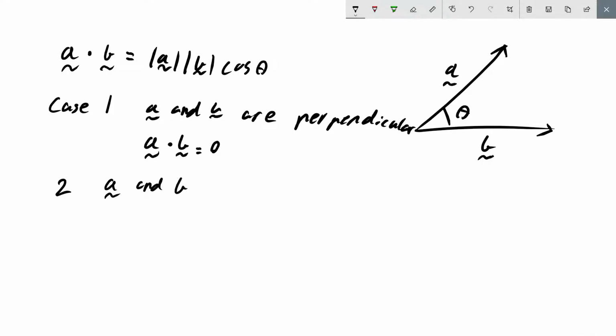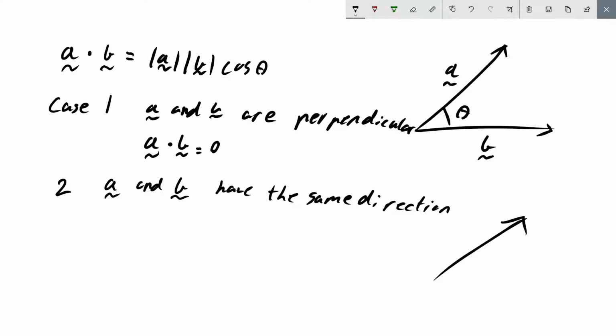Case 2, A and B have the same direction. So let's say that's A, and let's say that there's B. If that's the case, the angle in between them is 0. Cos of 0 is 1. So what we'll get is A dot B is equal to the magnitude of A times the magnitude of B.